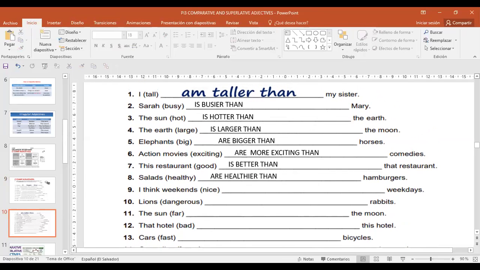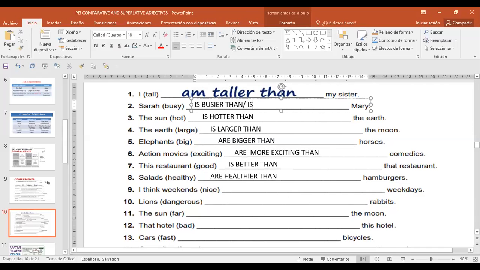Okay, I am taller than my sister. That's already done. The next. Sarah is busier than Mary. Okay, any other example? Sarah is more beautiful. Okay, utilicemos otro. Excelente. Sarah is more beautiful than Mary.